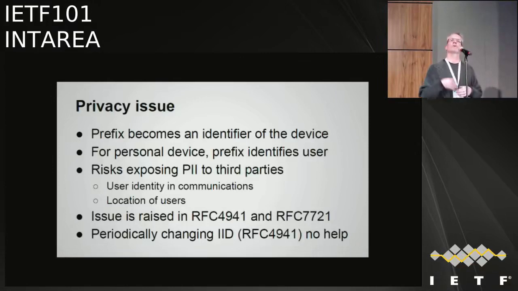The addresses are used in the public internet. So if a third party knows that a site is assigning prefixes, then if it sees two addresses, it can infer that they are the same device if they have the same prefix. So this exposes the risks of revealing user identity and communications, and location of users if location information is actually encoded in the prefix. This specific issue was actually raised in RFC 4941, 7721, maybe some others, and periodically changing the interface identifier in 4941 actually is no help because the potential problem is in the prefix, not in the interface identifier.